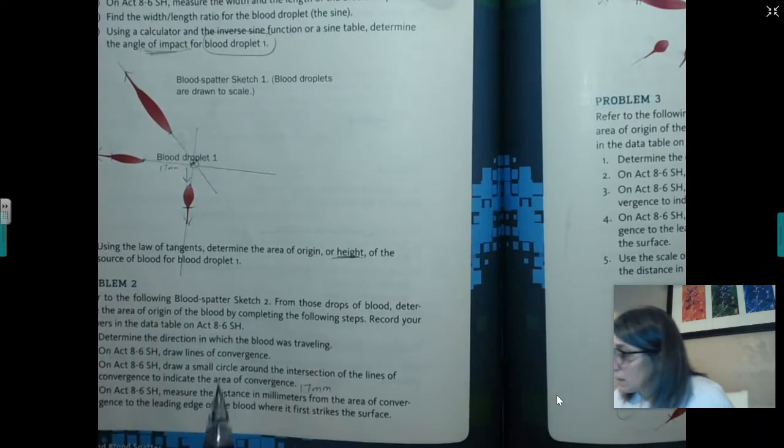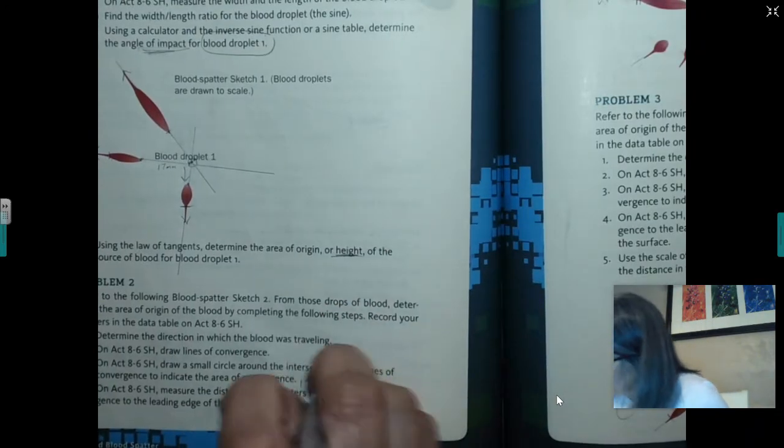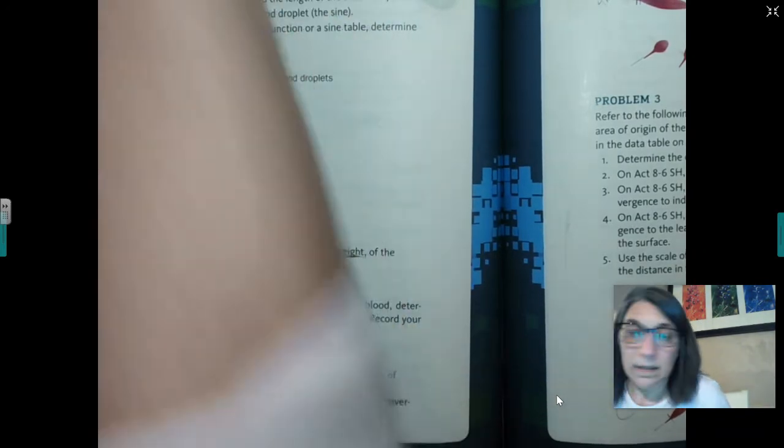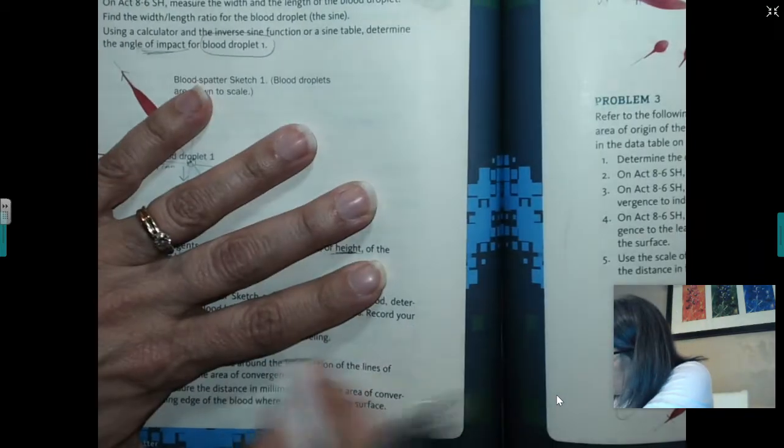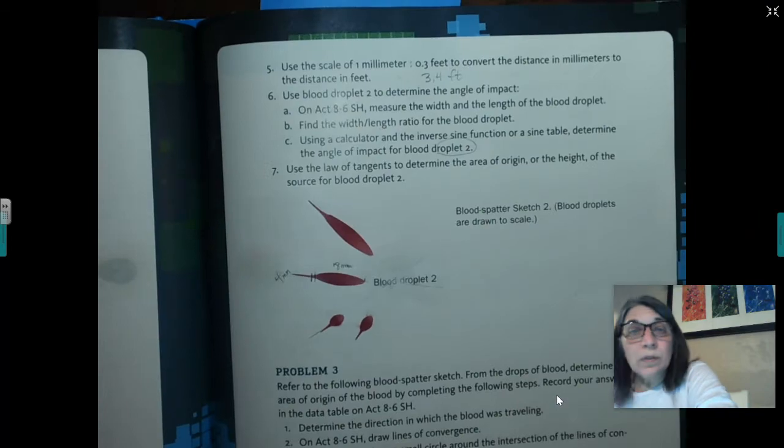Okay, 17 millimeters is the, oh, sorry, don't look at that. That was me making a mistake. That was when I messed up earlier. So don't look at that. Okay, you're going to come over here to problem 2. Don't look at that either.